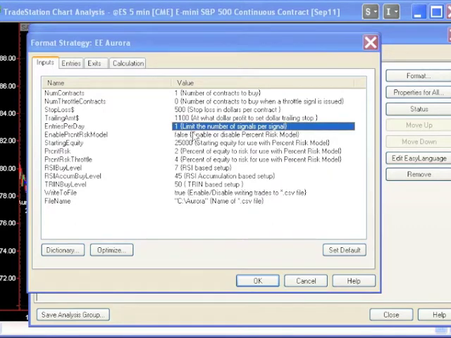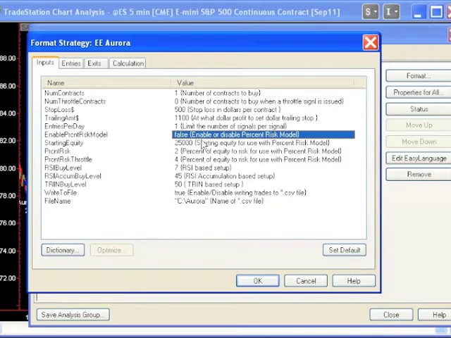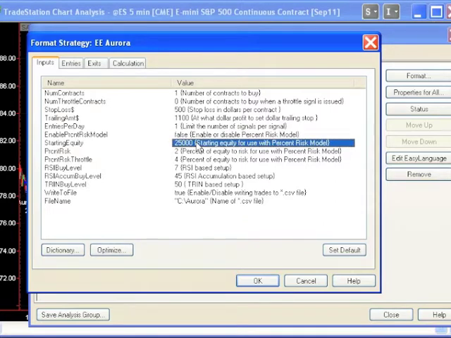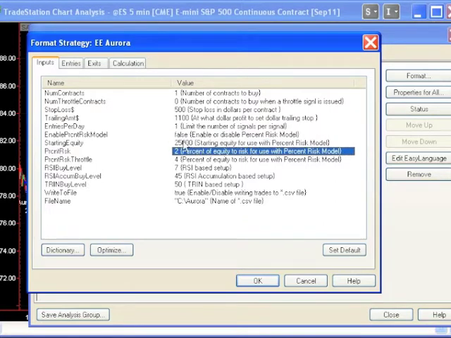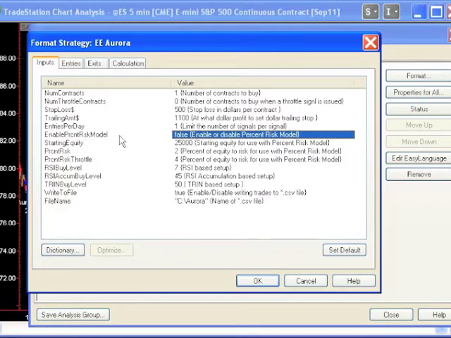Our next inputs, particularly the percent risk model, the starting equity, and the percent risk, are all related. What this allows us to do, enable percent risk model, if we put this to true, we're going to start trading the number of contracts based on our percent risk and our account size. So this allows us to dynamically position our trading.